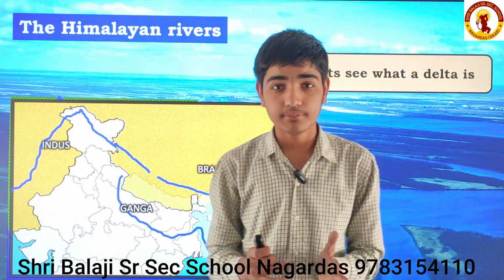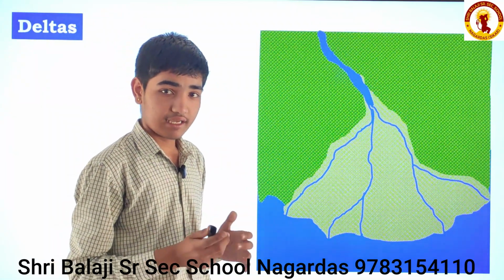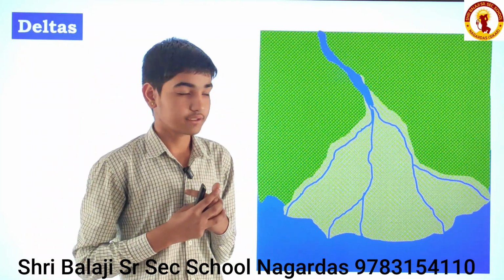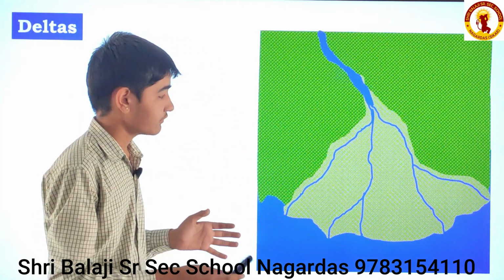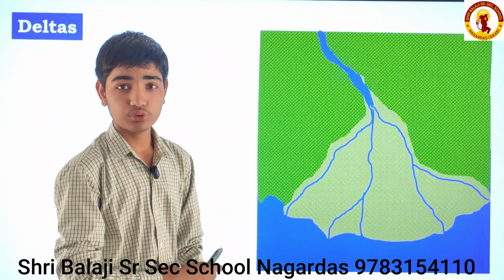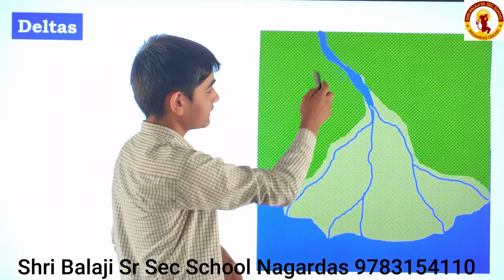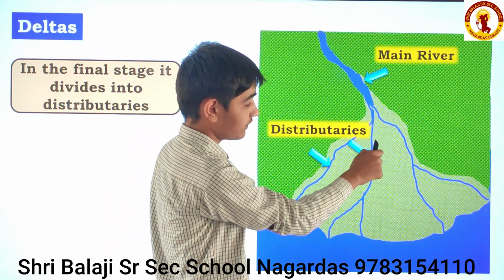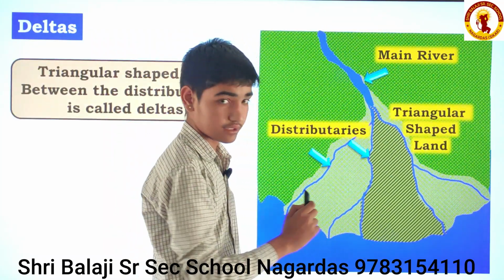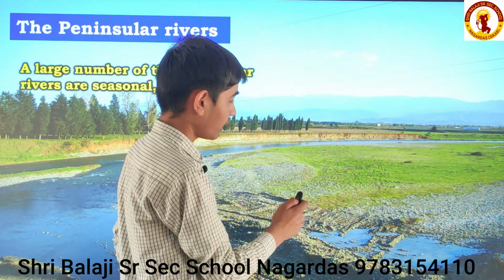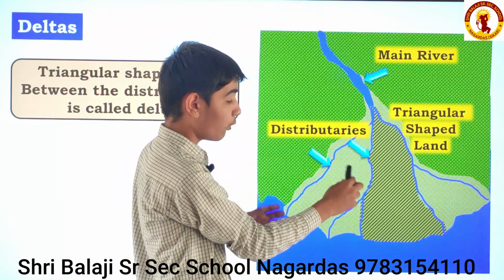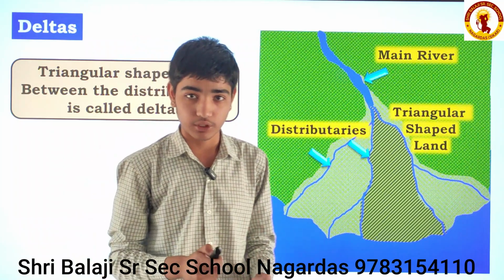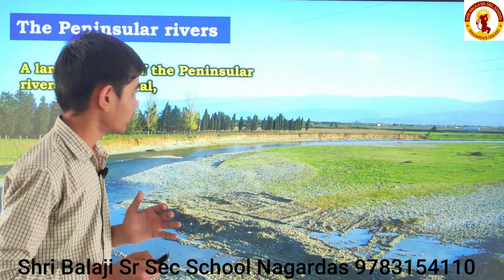Now we are going to discuss deltas. What is a delta? As I described further, rivers are joined by tributaries and get their higher section. At last, the river is divided into distributaries to get mixed into the sea. For example, this is the main river Ganga, and these are its distributaries. Now there is a triangular-shaped landmass between two distributaries. This is known as a delta. For example, note this: all these triangular-shaped landmasses are known as deltas. The world's largest delta is the Sundarban Delta, which is in West Bengal and is formed by the Himalayan rivers Ganga and Brahmaputra.